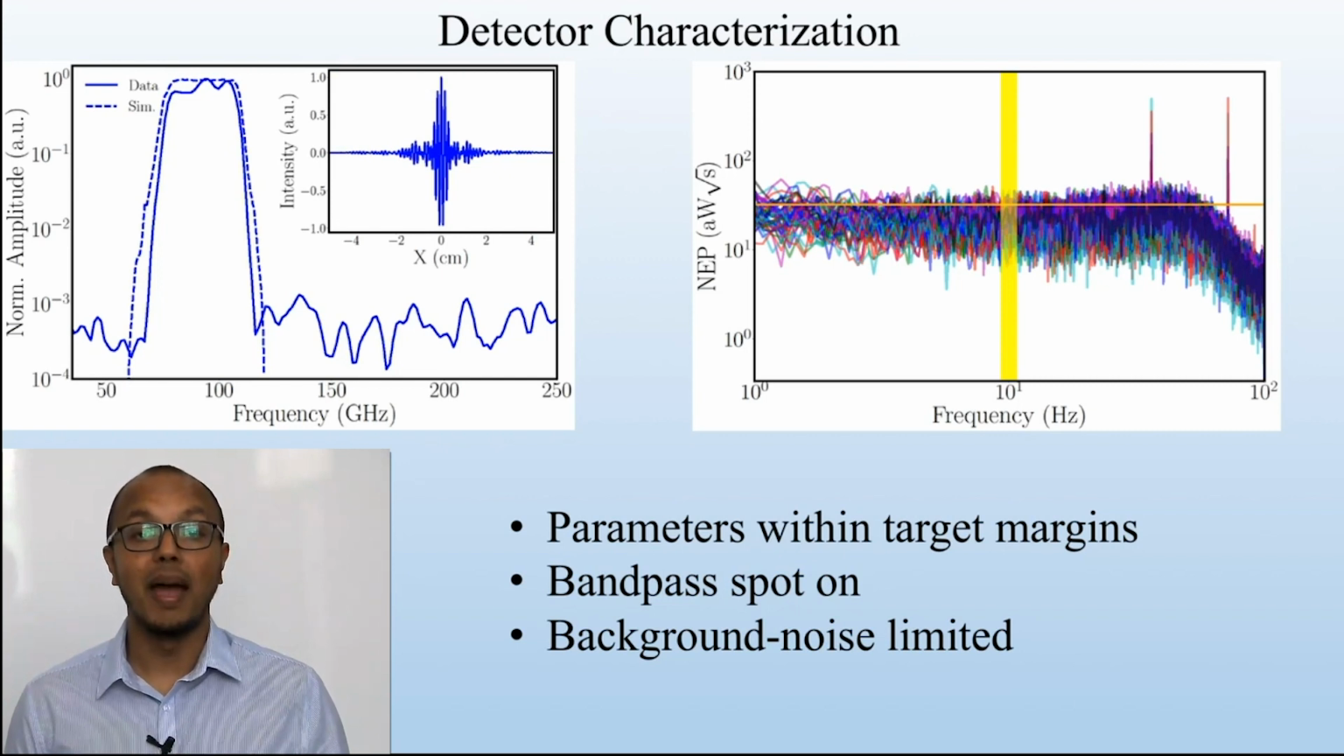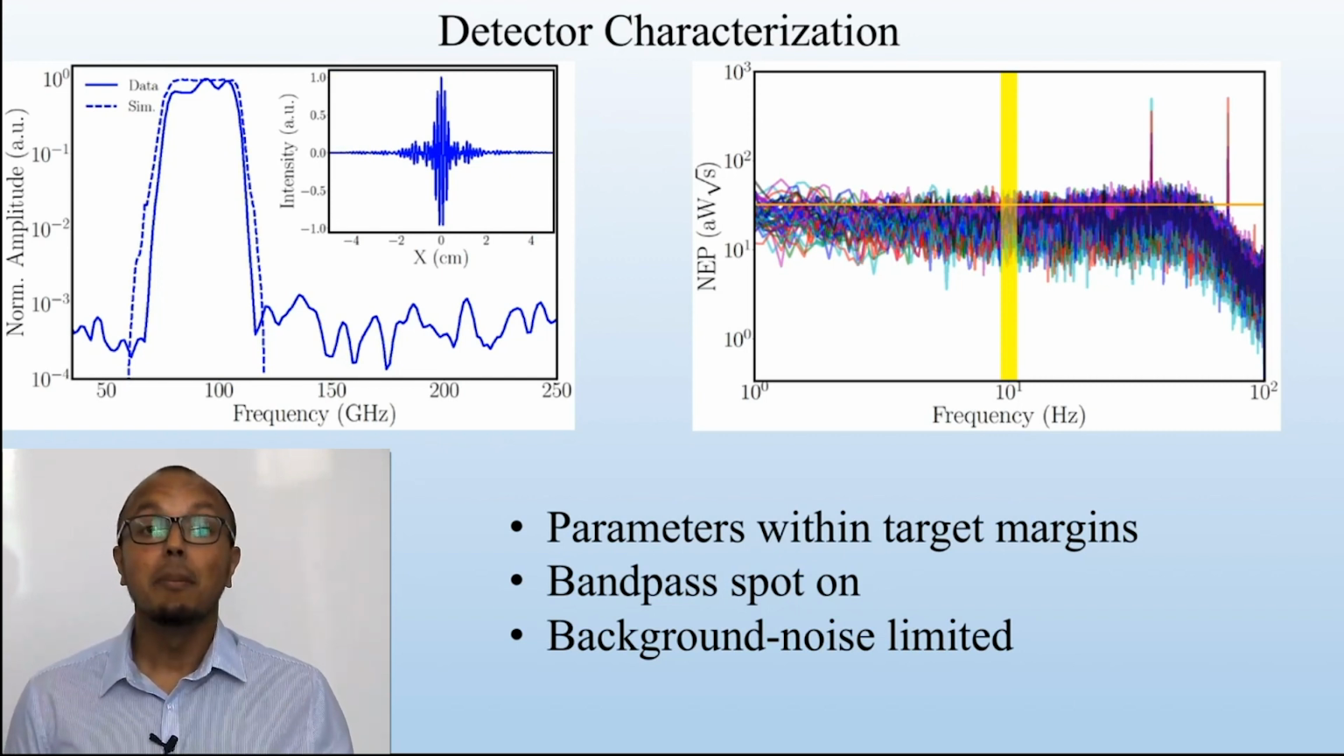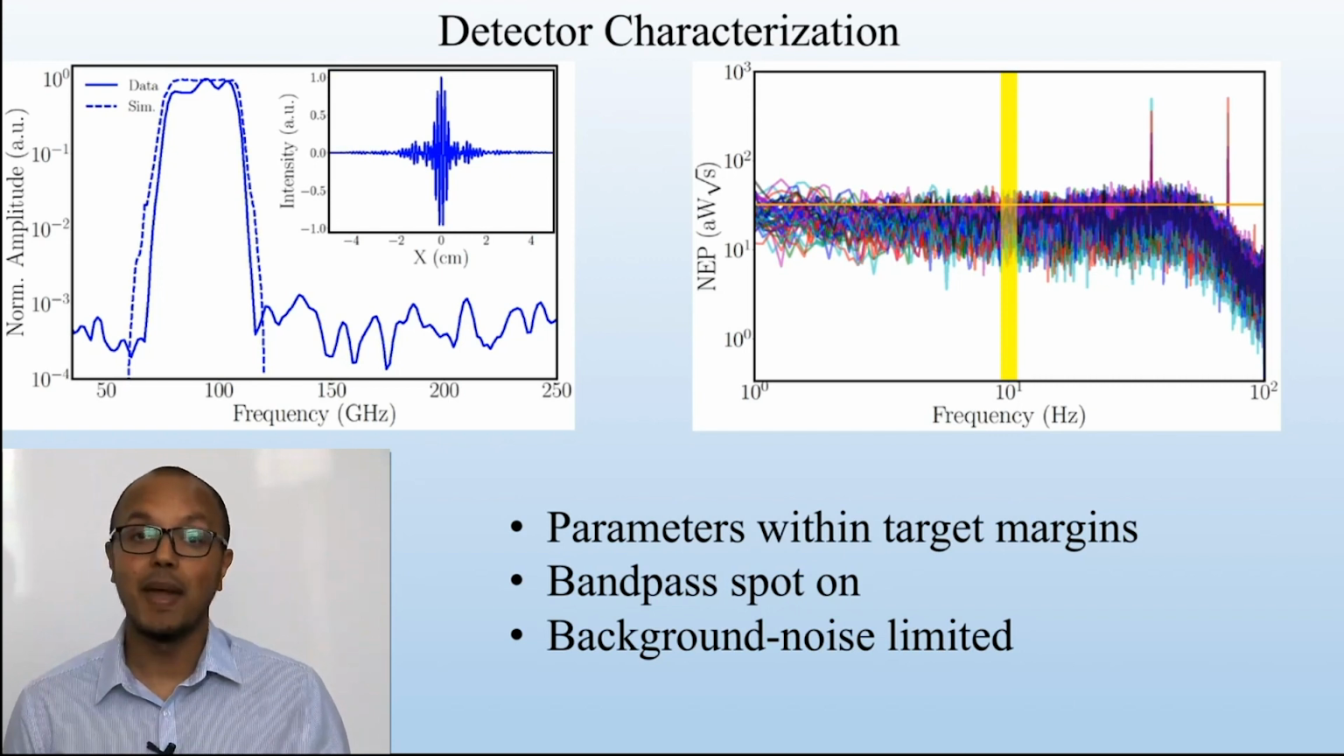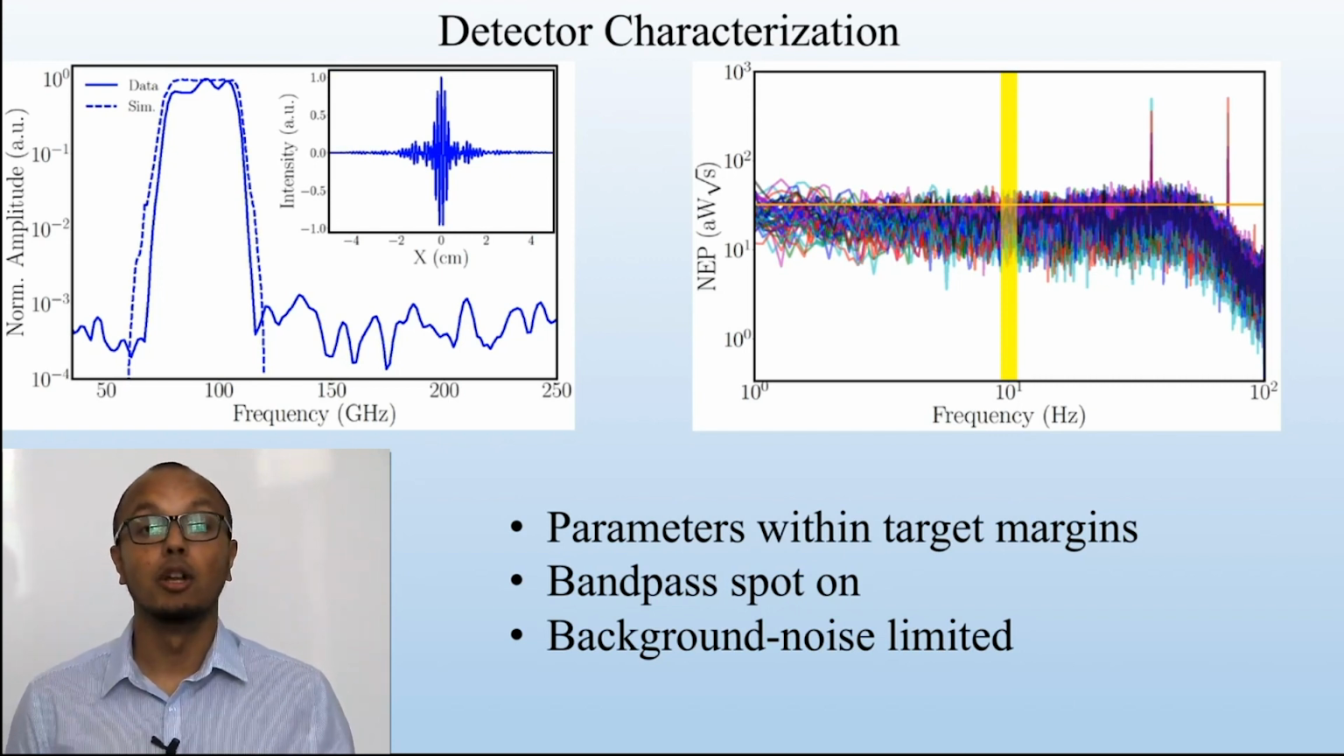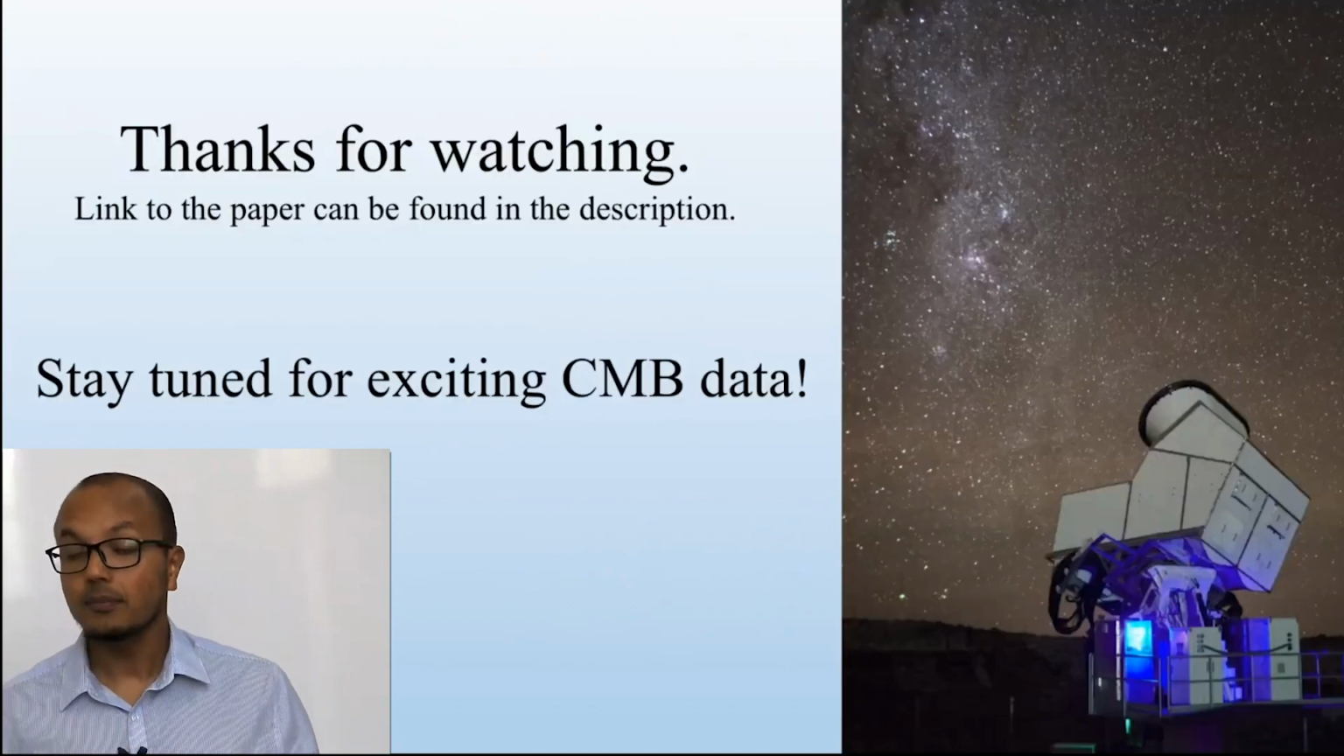So the 3 main take-home messages from the paper are that our detector parameters are within target margins, our bandpass is spot on, and our detectors are background noise limited.